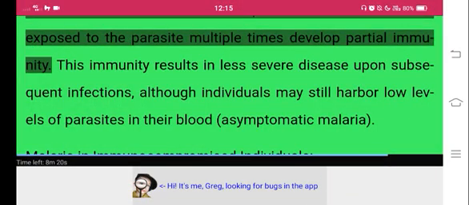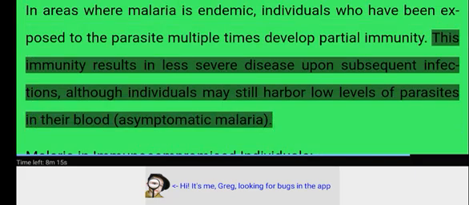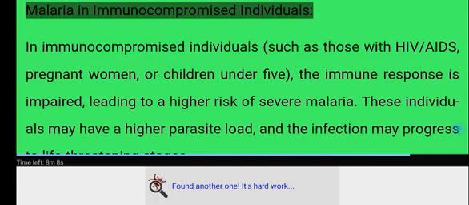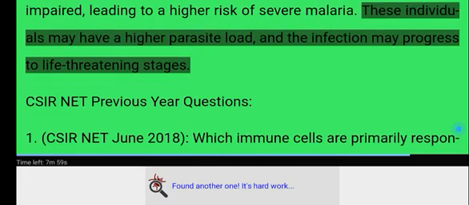In areas where malaria is endemic, individuals who have been exposed to the parasite multiple times develop partial immunity. This immunity results in less severe disease upon subsequent infections, although individuals may still harbor low levels of parasites in their blood. Asymptomatic malaria. Malaria in immunocompromised individuals. In immunocompromised individuals, such as those with HIV/AIDS, pregnant women, or children under 5, the immune response is impaired, leading to a higher risk of severe malaria. These individuals may have a higher parasite load, and the infection may progress to life-threatening stages.